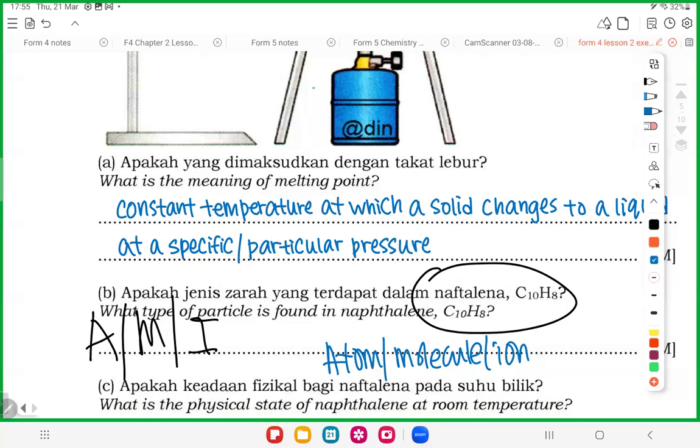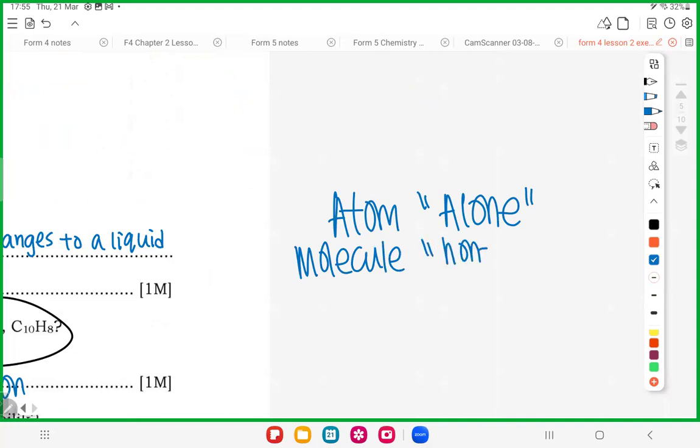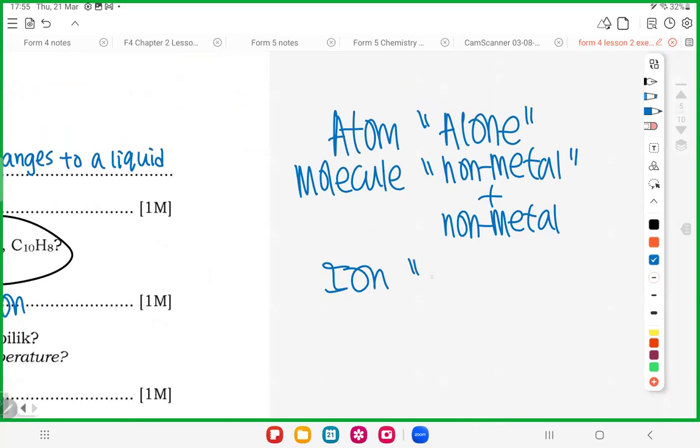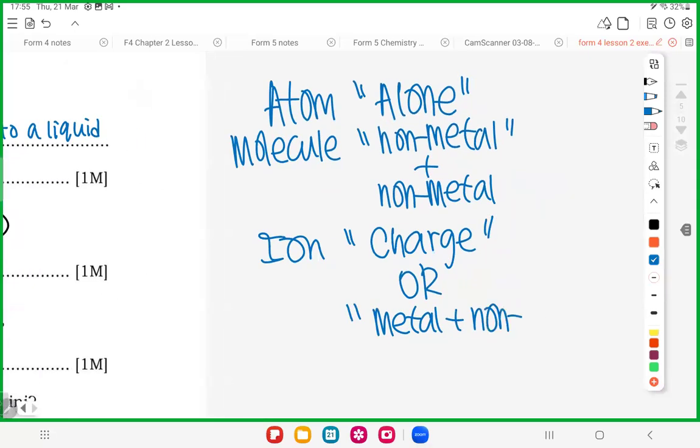One minute revision, everyone. An atom is somebody who is alone. This fellow doesn't combine with other people, they don't have any friends, they are an atom. A molecule is non-metal combined with non-metal. What is an ion? An ion is somebody that is charged, or somebody made of metal and non-metal. So make sure everyone knows how to differentiate atom, molecule, and ion. This is what we learned since the first lesson.